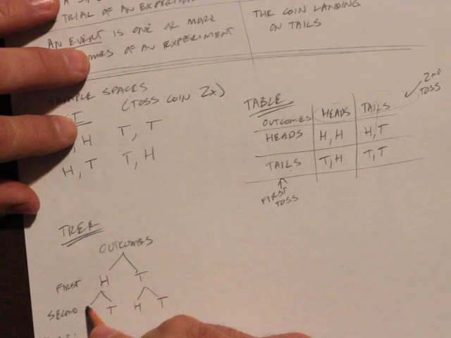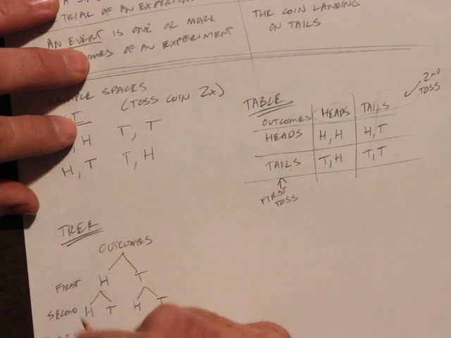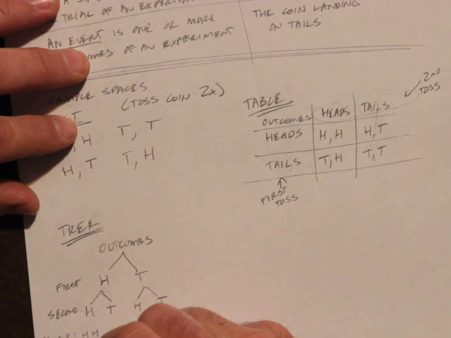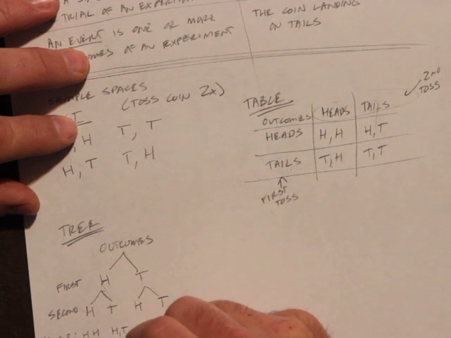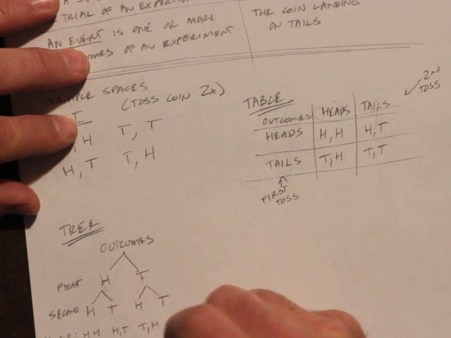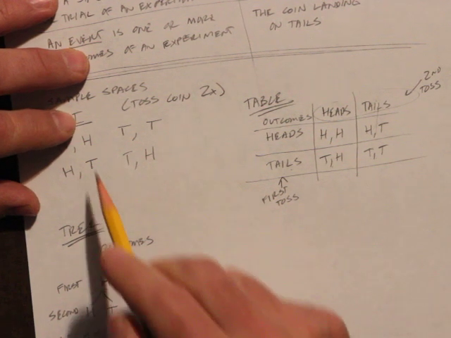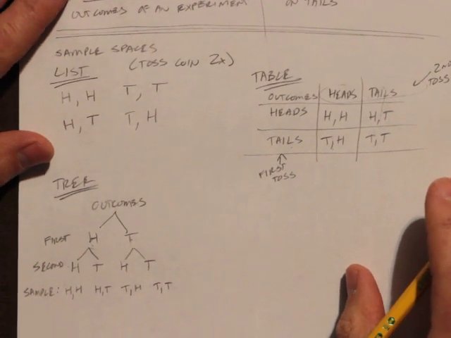So I just follow my tree here, I follow my limbs: heads, heads, and then heads, tails, tails, heads, tails, tails. So notice my sample spaces all end up being the same. It's just which method do we want to use, which one do we like the best.